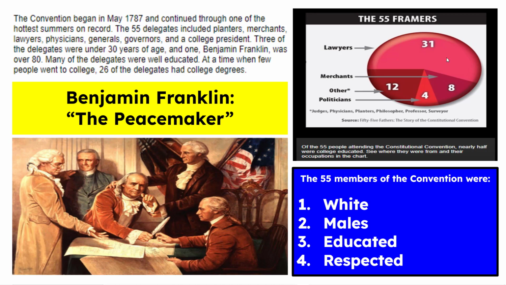Question number 8. What 4 characteristics did the 55 men have at the convention? Number 1, they were all white. 2, they were all males. 3, they were all educated. And 4, they were all respected members of their communities. Some would say the cream of the crop. And these were people that the states wanted to have represented at that group.